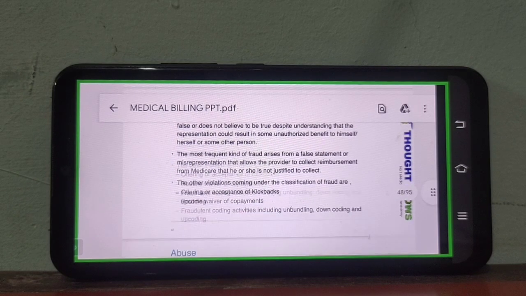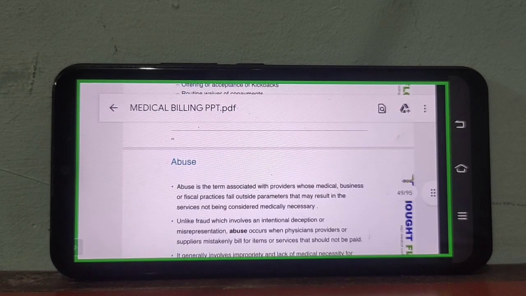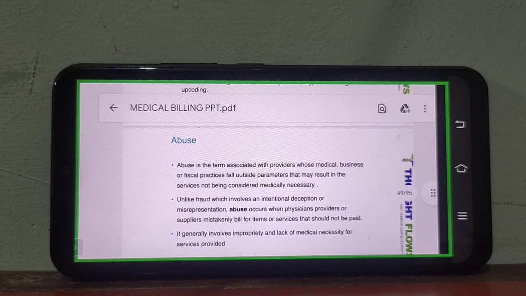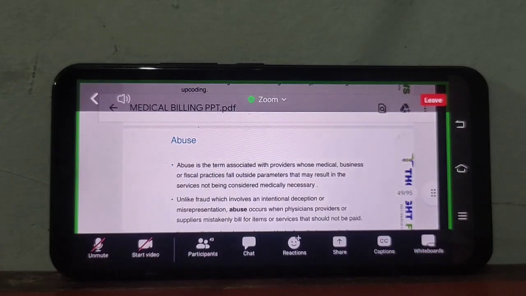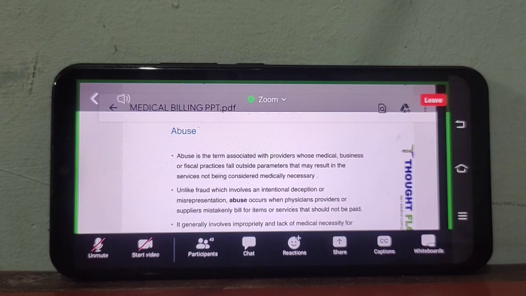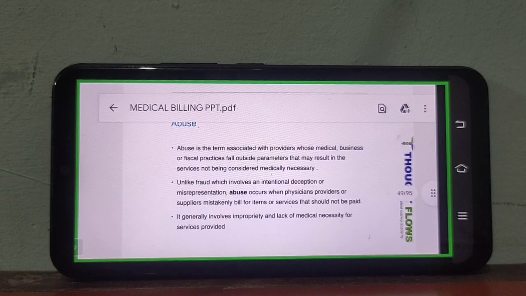Abuse means mistakenly claiming for the service. Fraud is intentionally claiming for the service. Abuse means mistakenly claiming payment for the expensive service. That is called abuse. Did you understand now? Did you understand, guys?